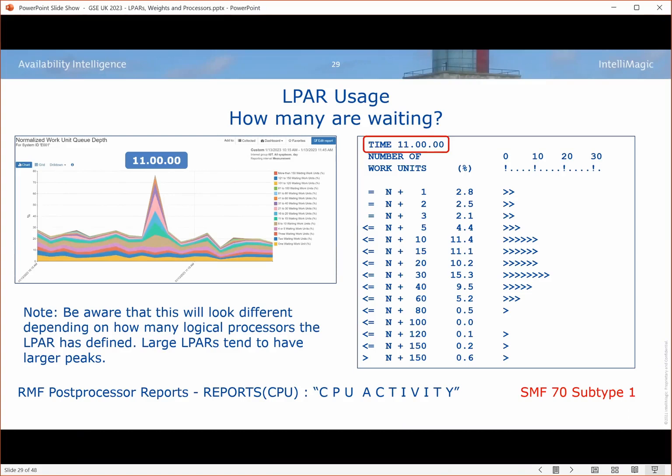One thing you have to be careful of, my observation is that in very large LPARs with many processors, you'll see that the peaks have many more occurrences of large numbers of work units, i.e. the buckets 81 to 100, for example, or 101 to 120. So just be aware of that. It will look different on smaller LPARs compared to larger LPARs.